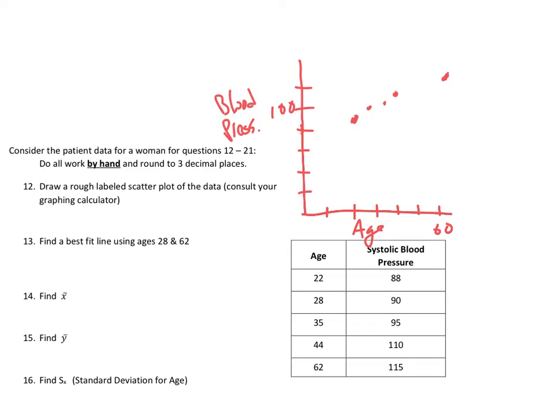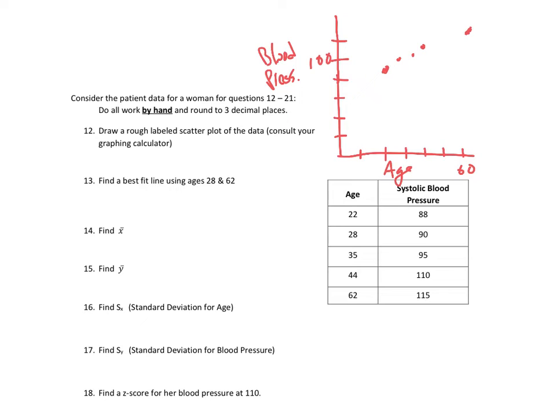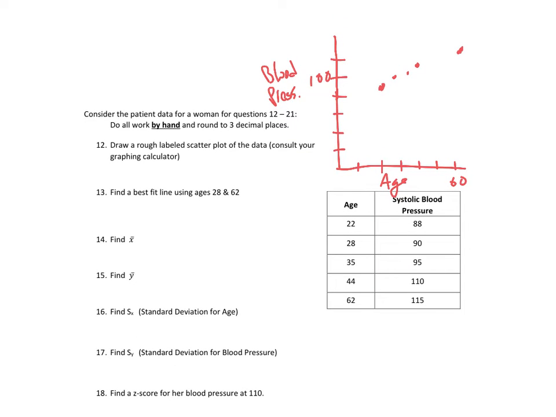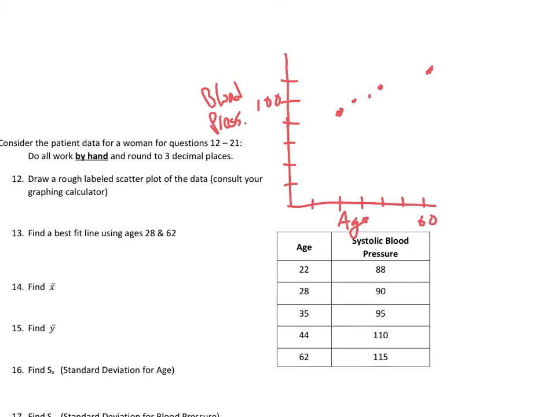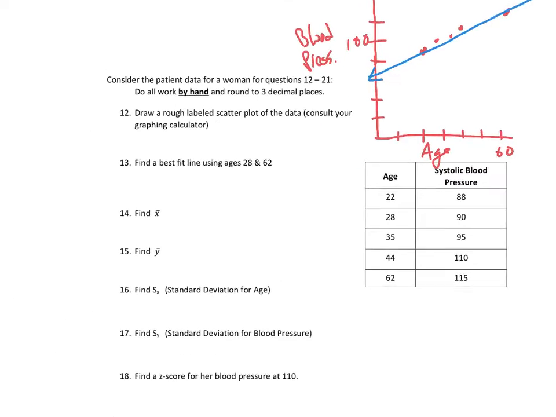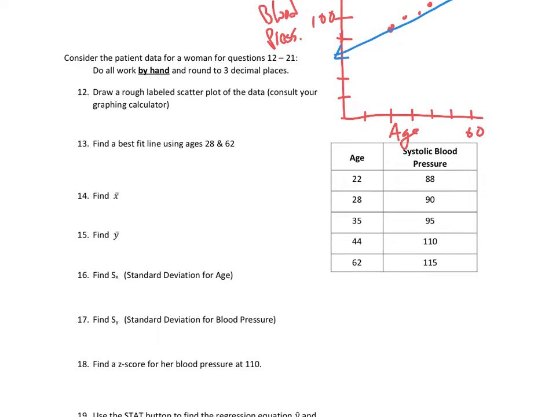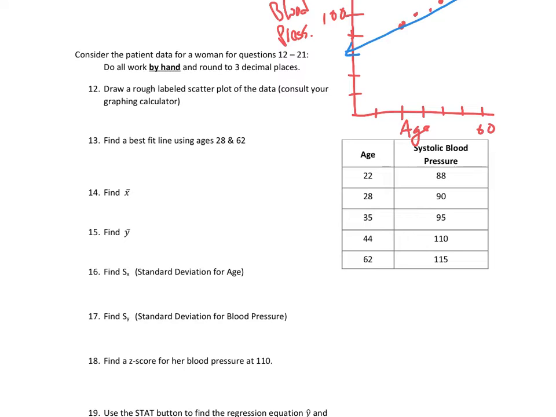We can check them on your calculator, all right? You can enter those into list 1, list 2 in your calculator, and you should get something about like that. Now, to get a line of best fit here, line of best fit is that line that kind of goes right through it there. All right, let's work this out, all right? But using ages 28 and 62. So these are the points 28, comma 90, and 62, comma 115.